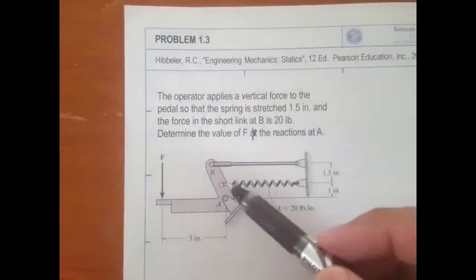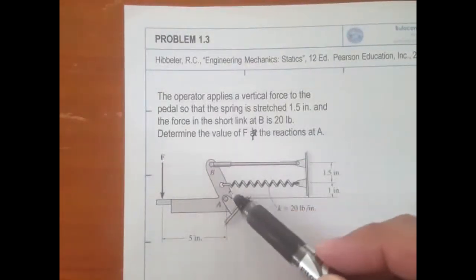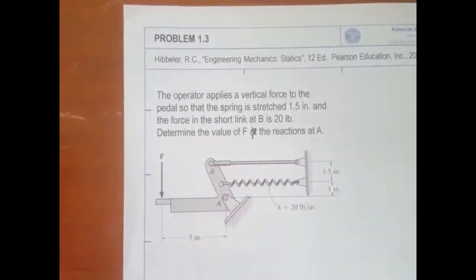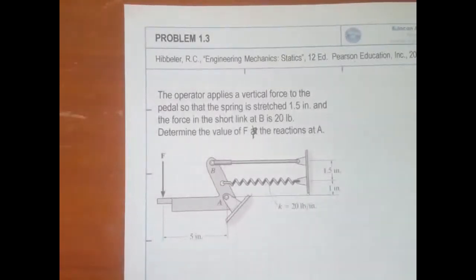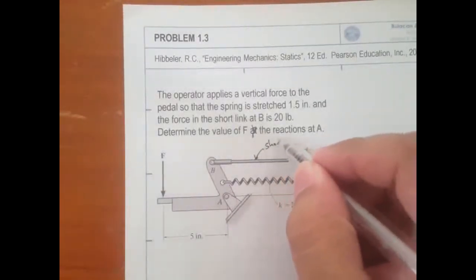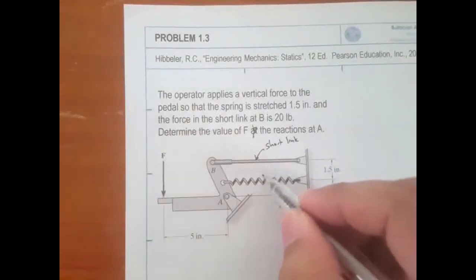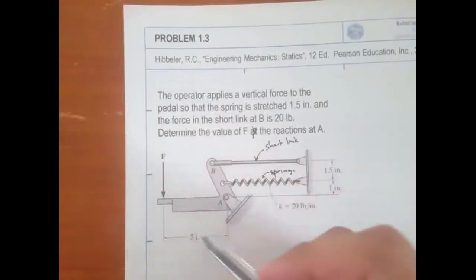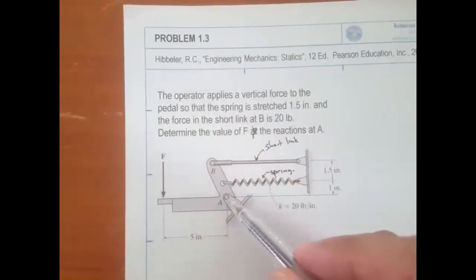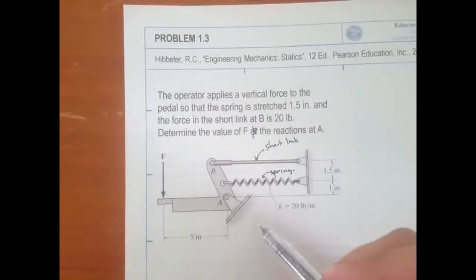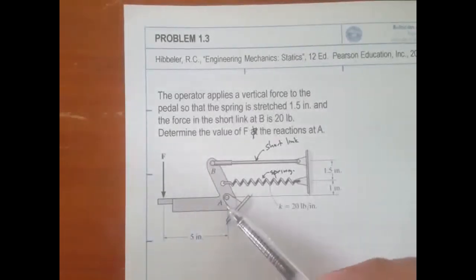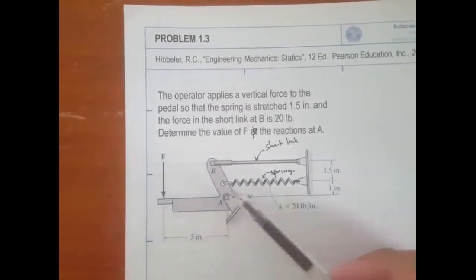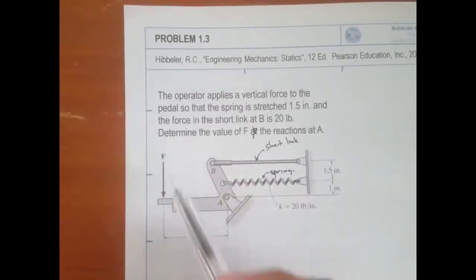Okay, so here is our system. This is the pedal right here, and then we have the short link. This is the short link, and this is the spring. This pedal is supported by a hinge, or pin, at point A. So we have pin reactions, plus we have an unknown force.